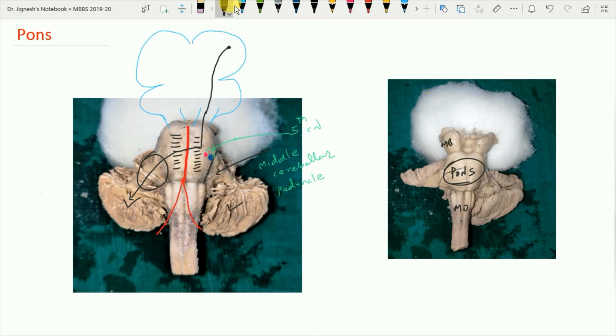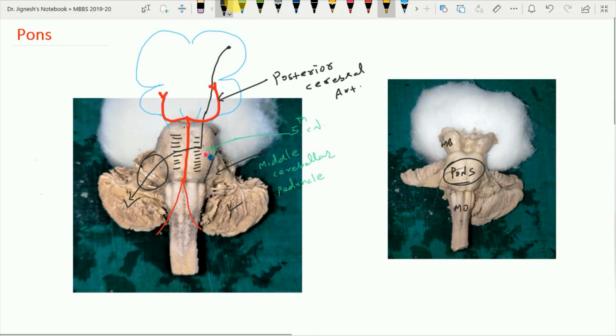When we see the upper border of this pons, we find one artery from this basilar artery. It comes out and wraps around the midbrain to pass posteriorly to form the circle of Willis along with the other arteries, and this artery is called the posterior cerebral artery. At this border the posterior cerebral artery lies, sandwiched between the third cranial nerve above and the fourth cranial nerve below.